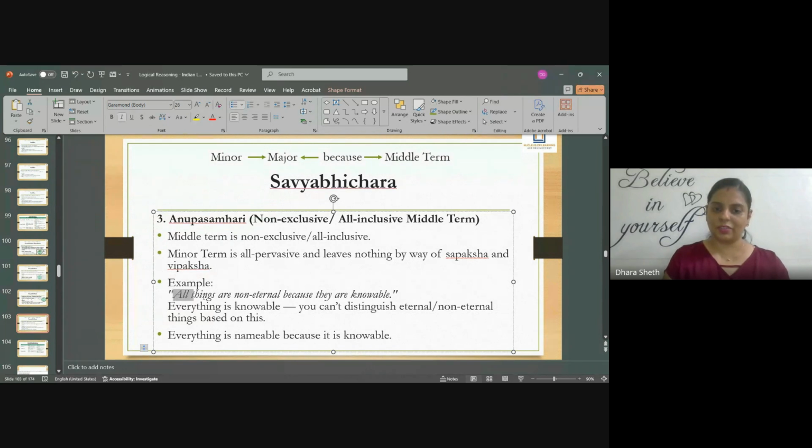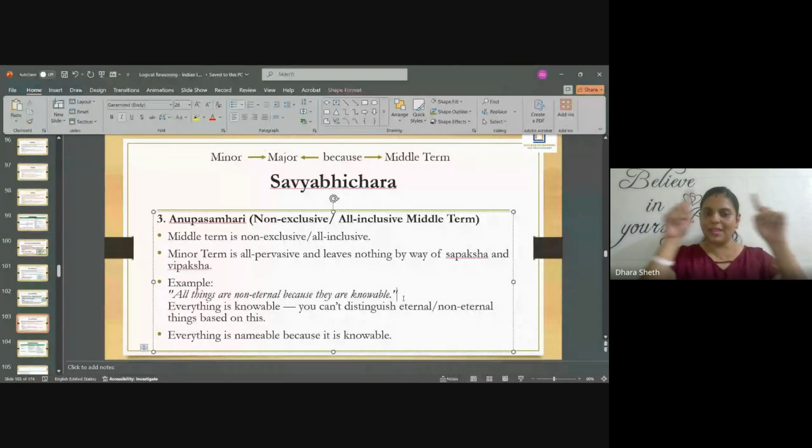All things, now this is our minor term. All things in the world are non-eternal because they are knowable. Now knowable also includes all things in the world. Where do you go and compare it with? It's one big circle of minor term, and a similar big circle of middle term. There is nothing where you can say sapaksha, it is included, or vipaksha, which is excluded. Everything is already included in both of them.